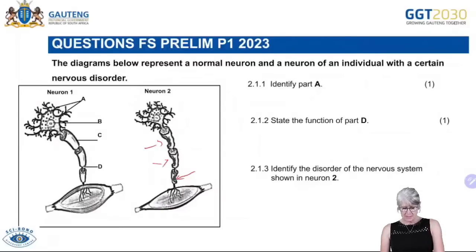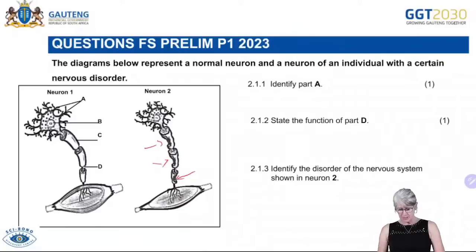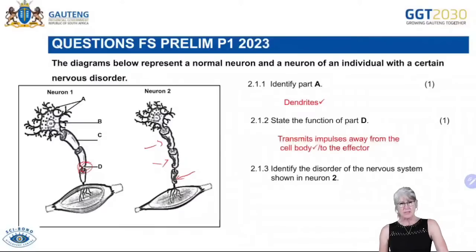Okay, so first of all, they ask us some very basic questions on the diagram, and you can see they've labeled different parts. So they say identify part A, and part A are those processes that go into the cell body. So they are known as the dendrites. Then they want to know, state the function of part D, which would be the axon. So that's going to carry impulses away from the cell body, usually to the effector.